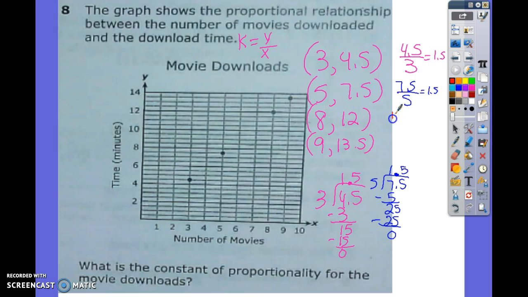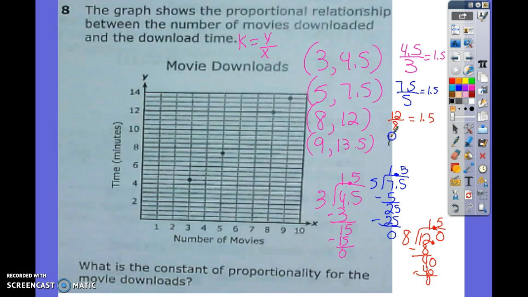Let's do the next one. Y divided by x. 12 divided by 8. 8 goes into 12 one time. Multiply and get 8. Subtract and get 4. You need to add a decimal. Put it in your answer. Add a 0. Bring it down. 8 goes into 40 5 times. 5 times 8 is 40, so you get a remainder of 0. So again, you get 1.5.